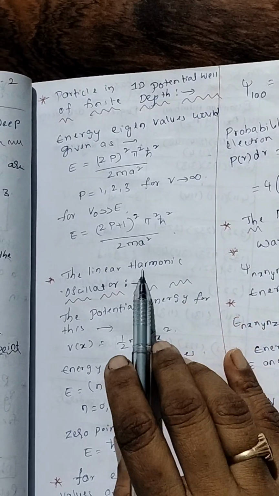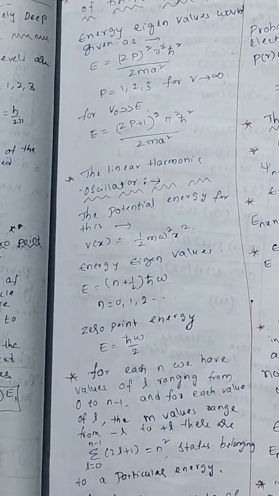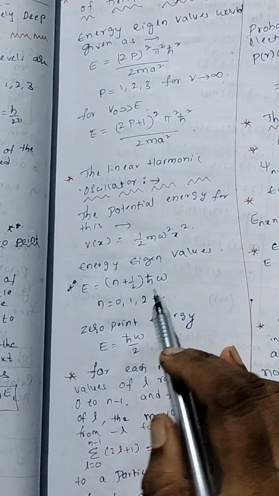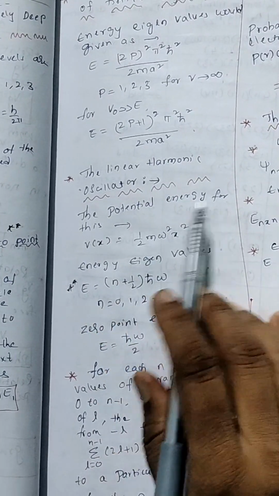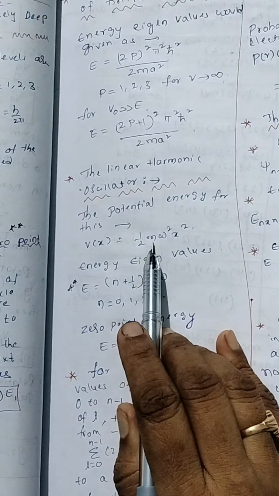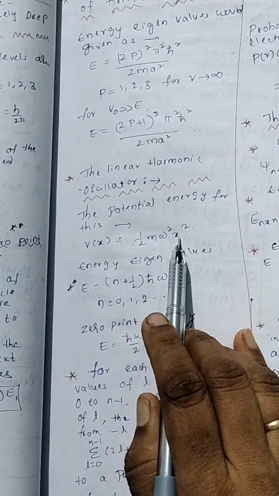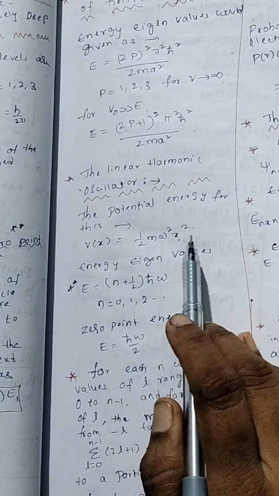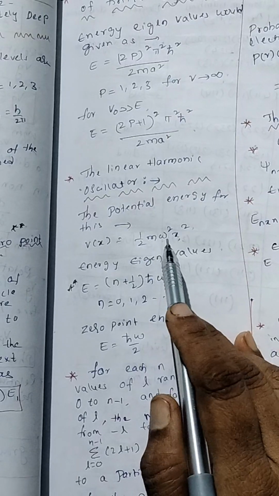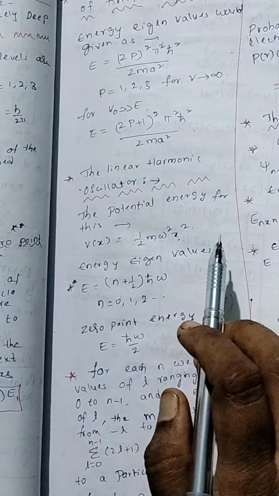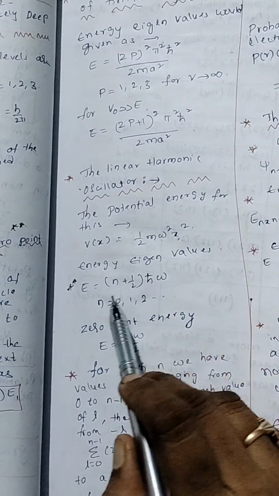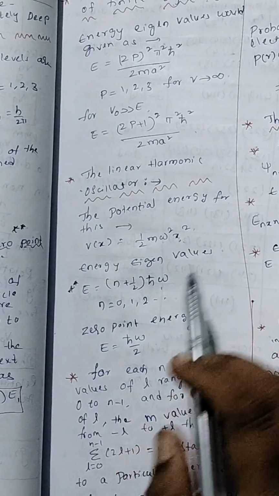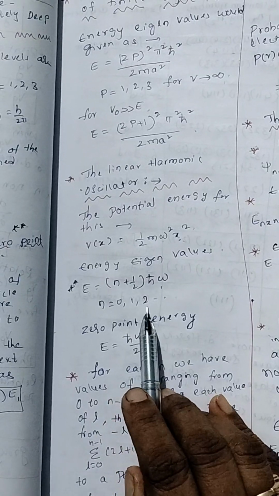Now the linear harmonic oscillator. This is the most important formula for doing the problems also. The potential energy for this is V of x equal to half m omega square x square. X represents position, omega represents angular frequency. The eigenvalues of energy are E equal to n plus half h cut omega, where n starts from 0, 1, 2, and so on.